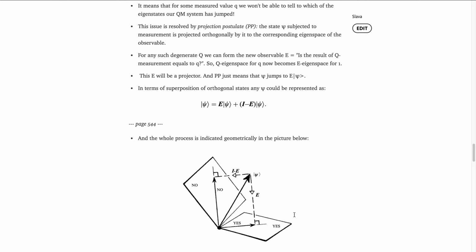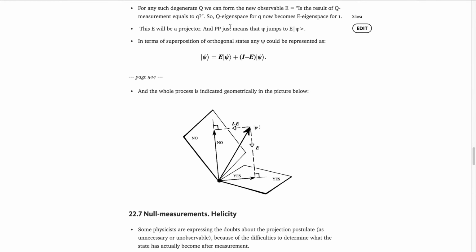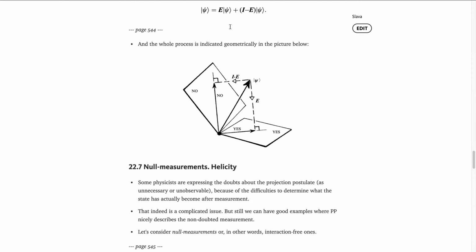Yeah, it's a pretty tricky thing. I was amazed that practically, having a bigger eigenspace means that we cannot tell exactly in what quantum state our system is after measurements. So it's a really tricky thing to have that projection postulate. And actually in the next subchapter, Penrose will try to show us some examples and why we need that.